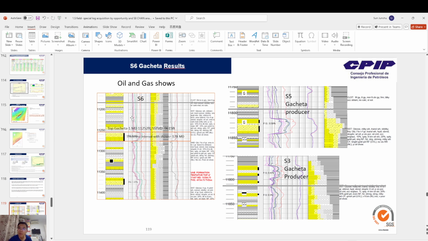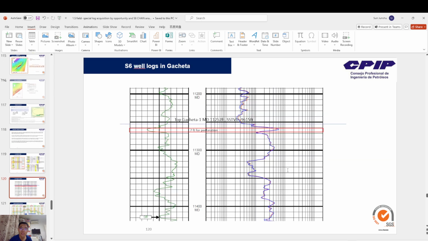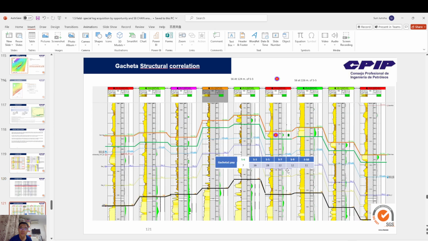Oil show in the Gogeta, thickness around 17 feet. S5 is the current Gogeta producer. S3 is a current Gogeta producer. Gogeta net pay: S6 7 feet, S3 16 feet, S5 28 feet, S7 12 feet, S9 12 feet, S10 11 feet.